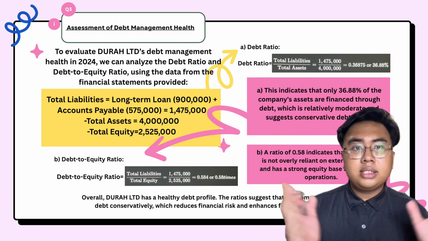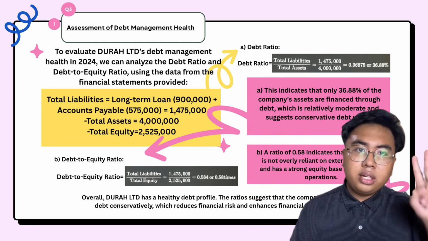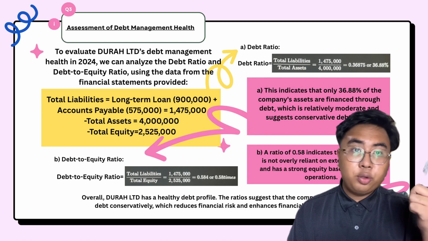I will be giving an analysis of Dura Ltd debt management held during the year 2024 today. To ascertain the financial leverage of the firm, we have found two sufficient ratios: the debt ratio and the debt to equity ratio.